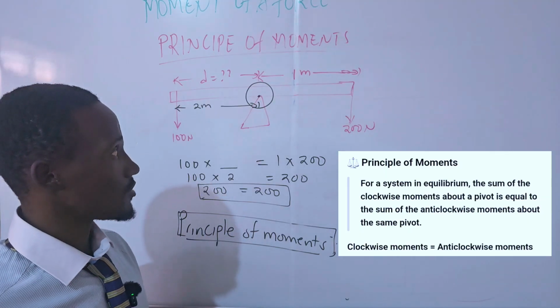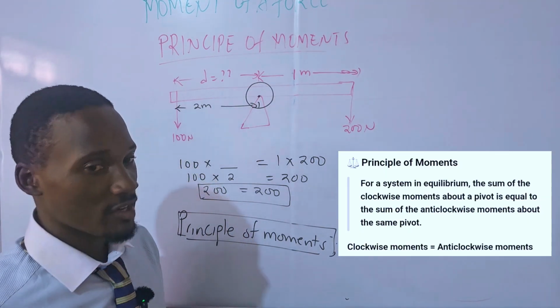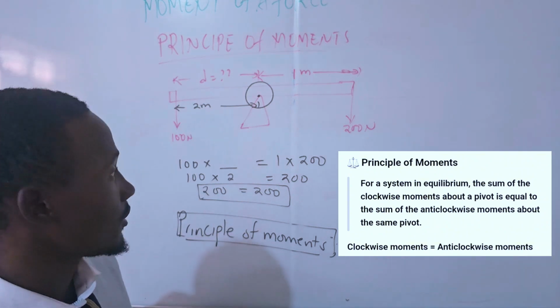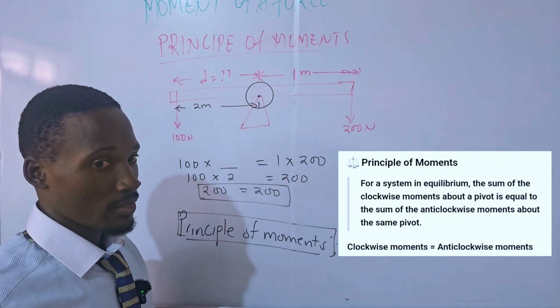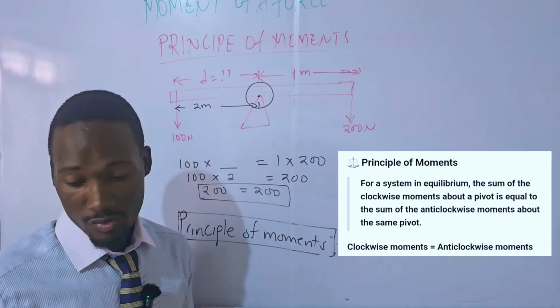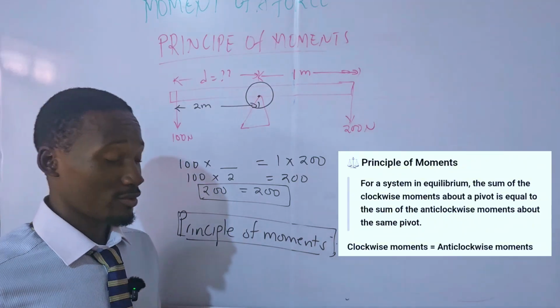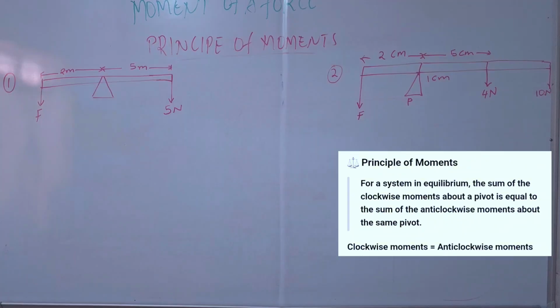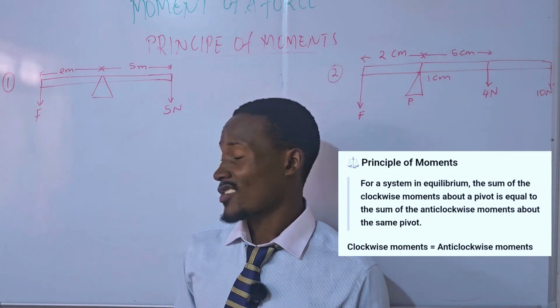So whenever a system is in equilibrium, if you calculate all the moments in one direction, that is the clockwise, they are always going to be counterbalancing the moments in the other direction. That is what we call the principle of moments. We can do some examples. So good, we have our 2 examples there.